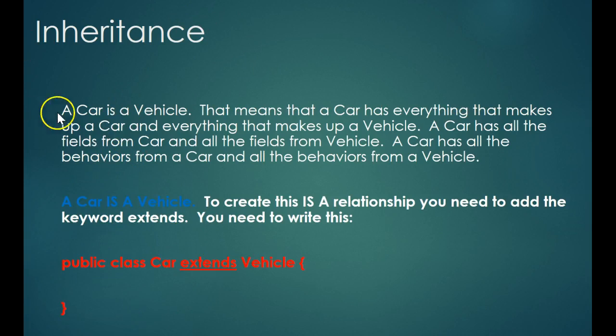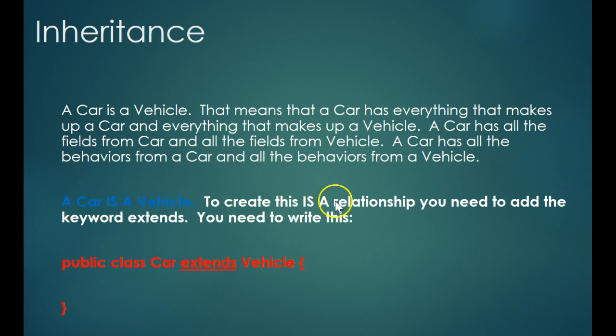Okay, so here comes the inheritance part. We know a car is a vehicle. That means a car has everything it takes to make up a car, and a car has everything it takes to make up a vehicle. In other words, a car has all the fields from car and all the fields from vehicle, and a car has all the behaviors from a car and all the behaviors from a vehicle. A car is a vehicle.